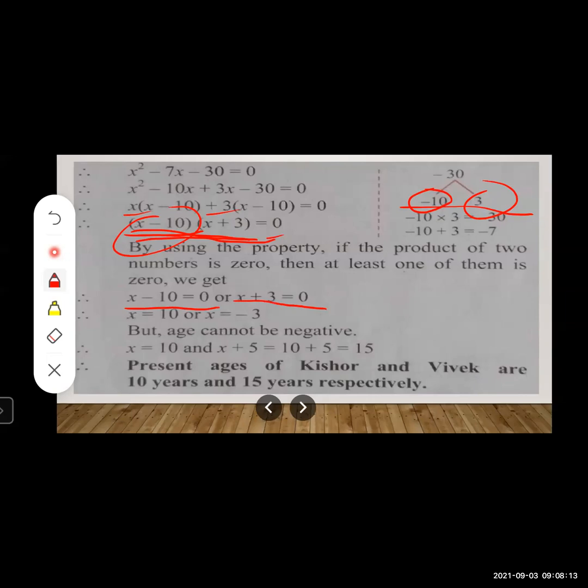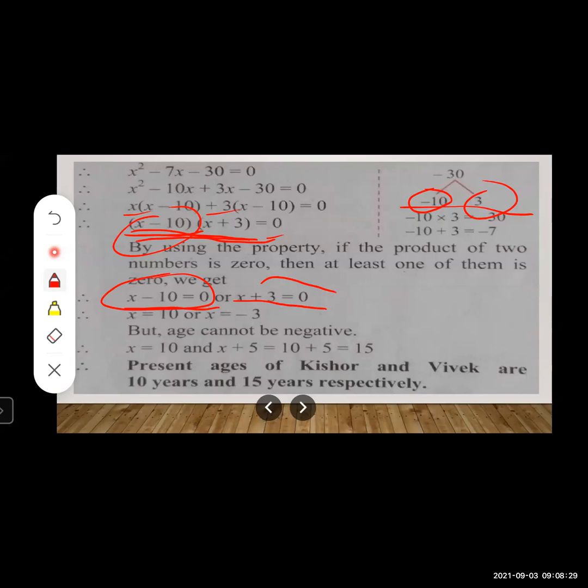So what will be our next step? When you shift this minus 10 to the other side, what will you get? X is equal to 10, right? And when you shift this plus 3 to the other side, what are you going to get? X is equal to minus 3, right?